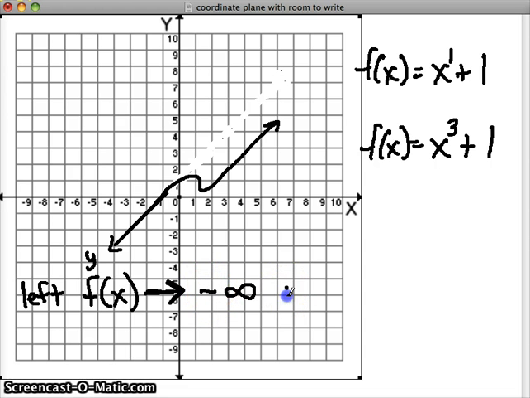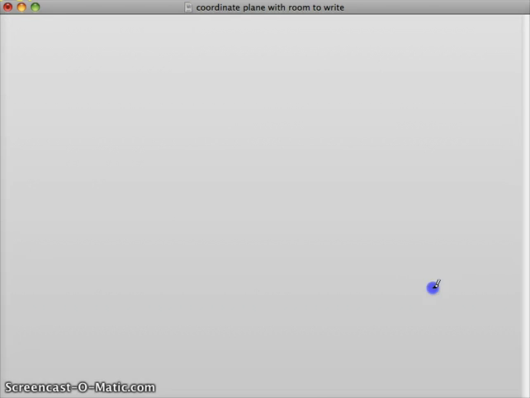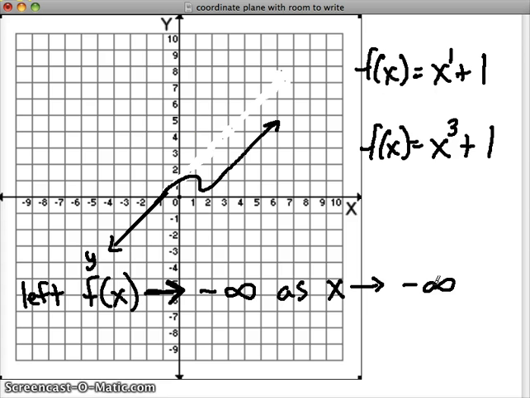And that happens as my x values, or my inputs, are approaching negative infinity as well. So if I plug in more and more negative x values or inputs, I get more and more negative outputs. So that's all this. It's just a fancy way of saying that. Let's try it out by describing the right side. And we always describe it left to right, just like you would read a book.